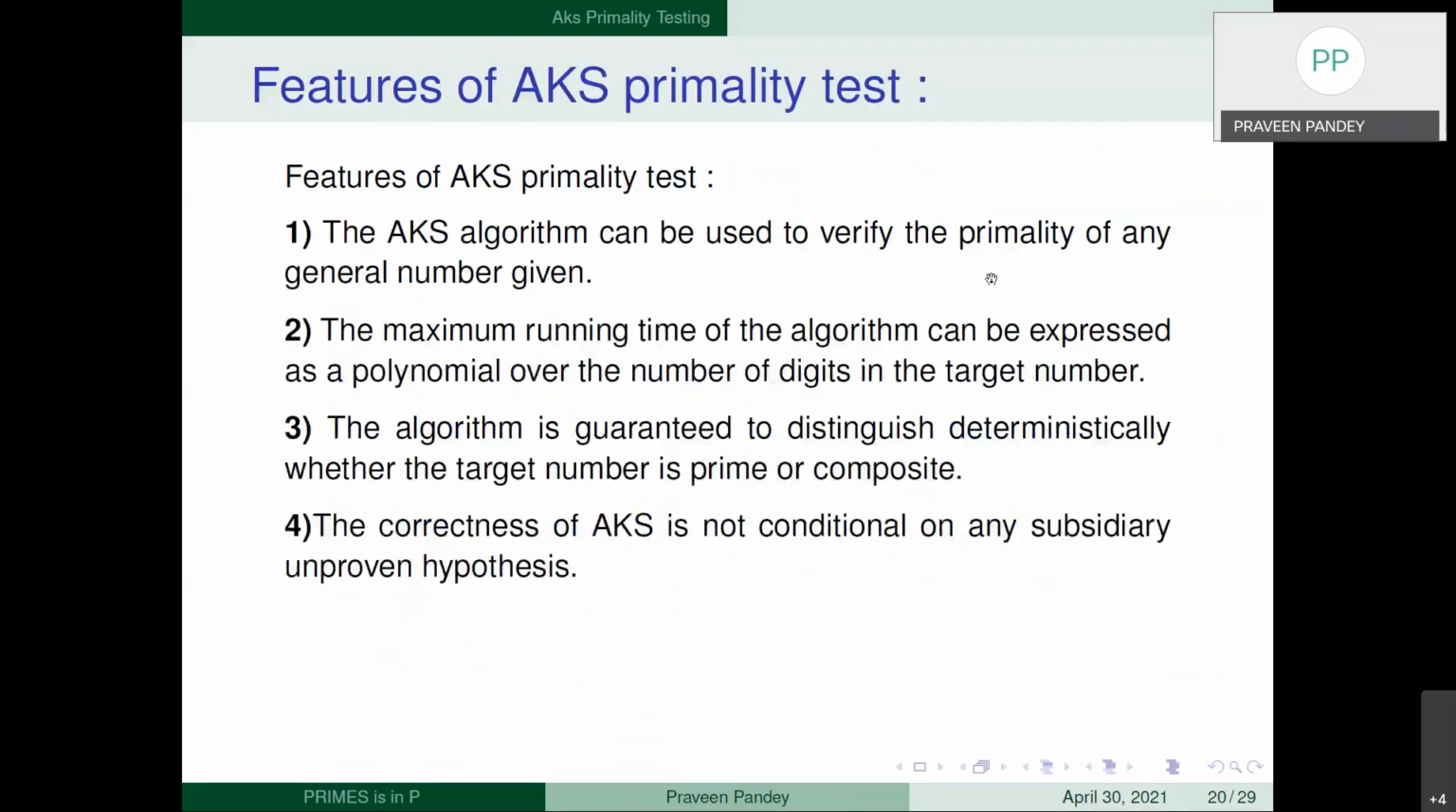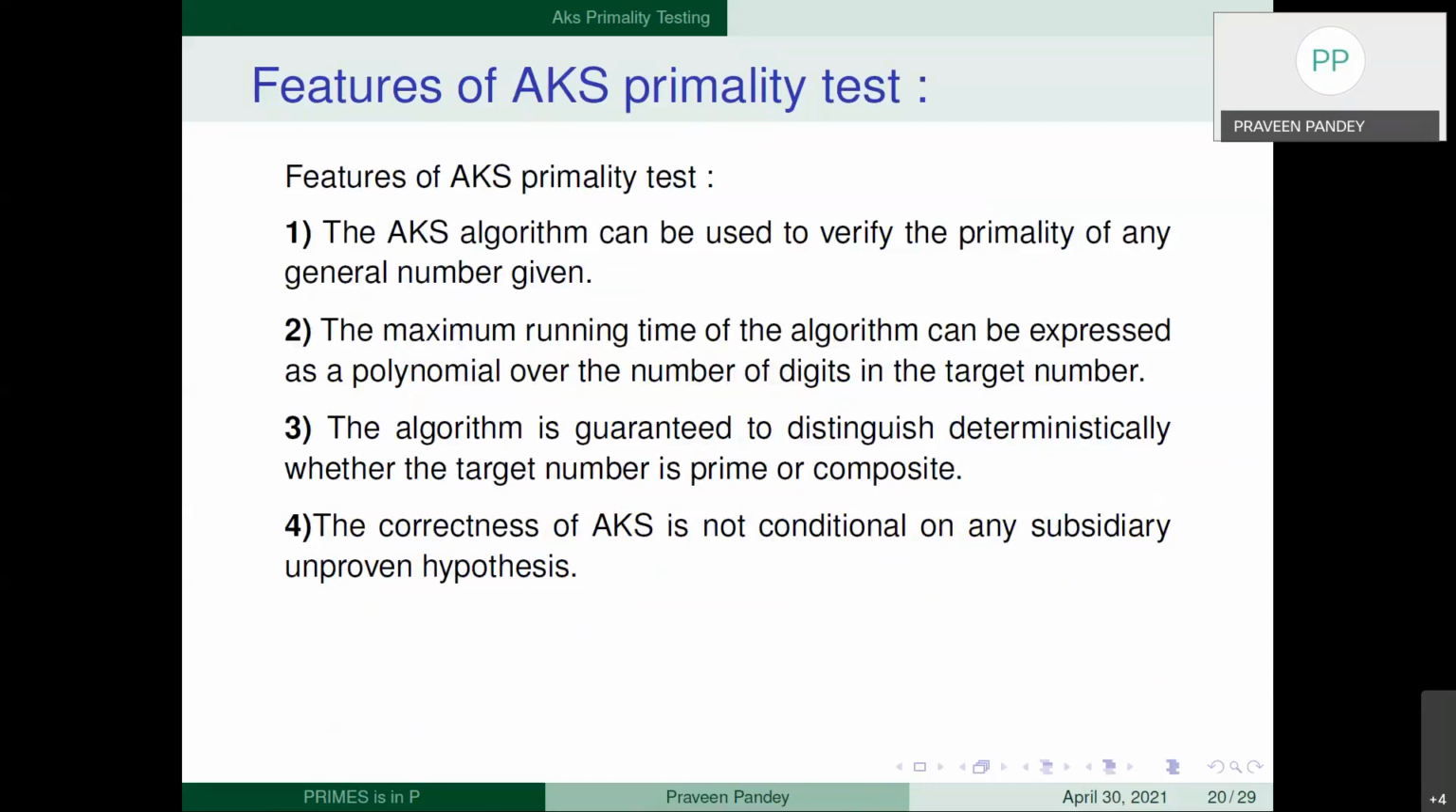So what are the features of AKS primality testing? The AKS algorithm can be used to verify the primality of any given number. The maximum running time it had at that time was of the order of log^(21/2) n. The algorithm is guaranteed to distinguish deterministically whether the target number is prime or composite, and the correctness of AKS is not conditional on any subsidiary unproven hypothesis.